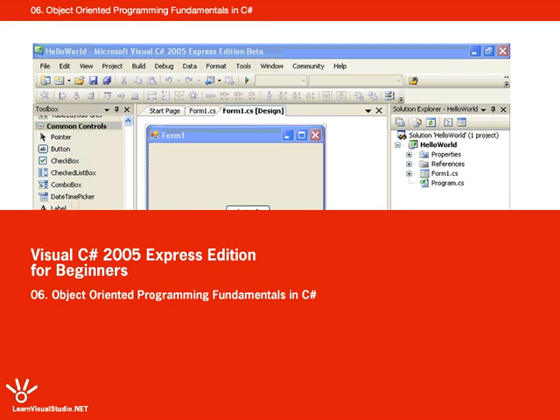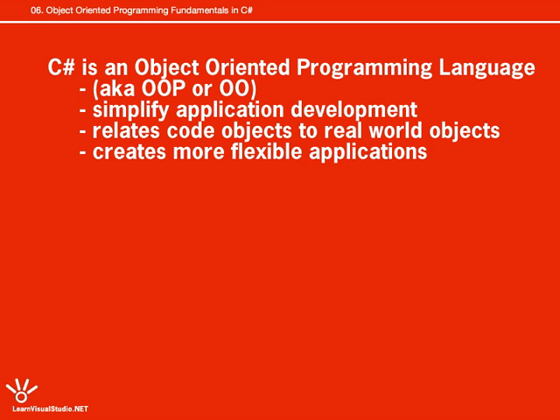In this lesson, we've got a lot of ground to cover. We're going to talk about object-oriented programming fundamentals in C#. Now, C# is an object-oriented programming language. Object-oriented programming is a mindset, or rather a philosophy of programming, that attempts to simplify the creation of complex applications by relating things in code to their counterparts in the real world.